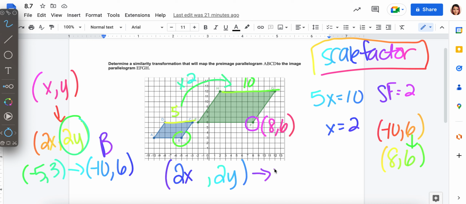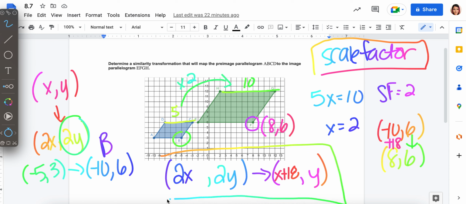And then my next translation, so to get from -10 to 8, I added 18, right? Because -10 plus 18 gives me 8. So my translation rule is x plus 18, and then my y stays the same. So this is my transformation rule. The first thing we do is dilate it by 2, and then we translate the x by 18.